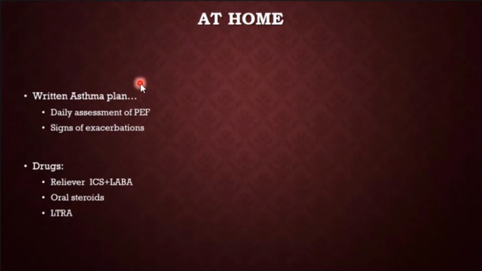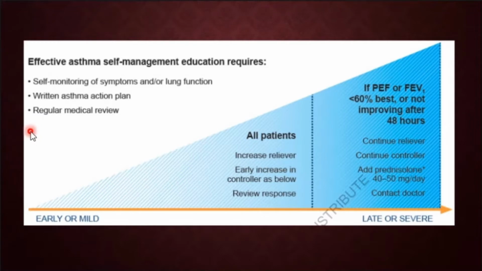In the written plan, the physician may already have told them that if you feel your PEF has come down by more than 40%, start oral steroids. If a plan has already been made, then these drugs can be taken by the patient at home. He need not come to a doctor. Leukotriene receptor antagonists such as montelukast can also be taken at home. So basically, self-management of exacerbation includes self-monitoring of symptoms, then medical review.